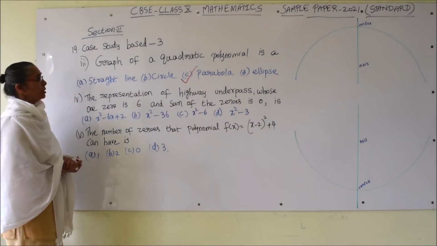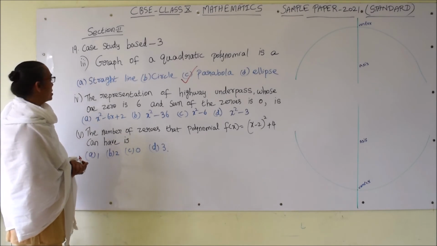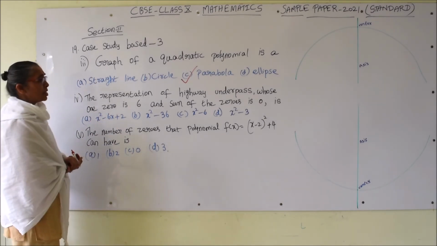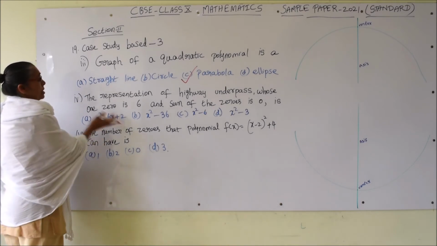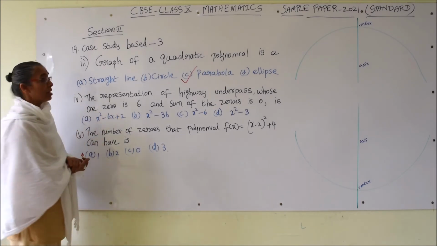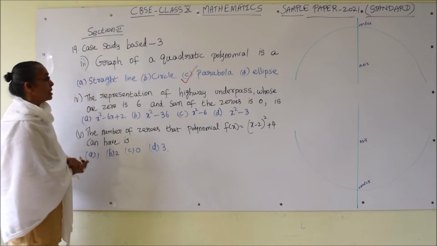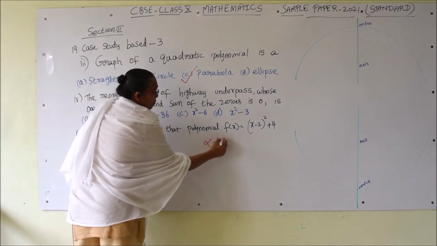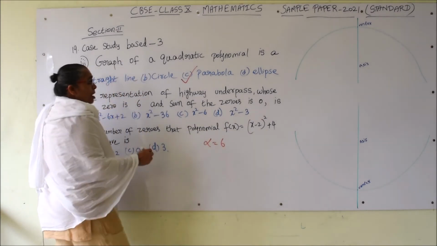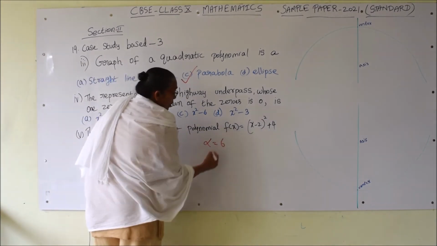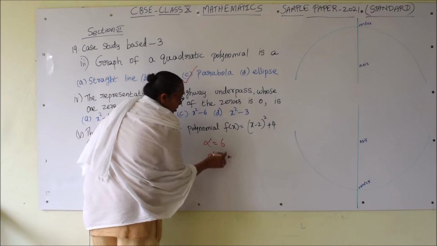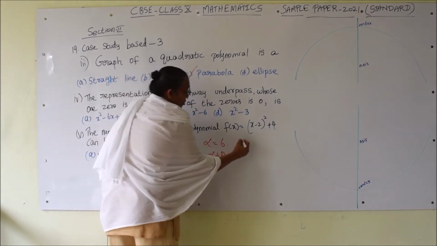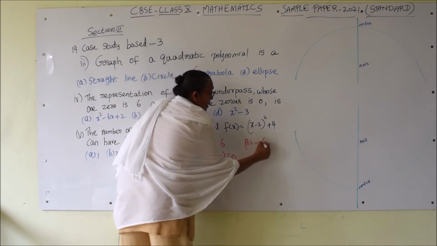Next question: for a quadratic polynomial whose one zero is 6 and the sum of the zeros is 0, which one is the required quadratic polynomial? Suppose this one zero you consider as alpha. So alpha is equal to 6, and the sum of the zeros is given as 0. So alpha plus beta is equal to 0. Alpha is 6, which implies beta is equal to minus 6.